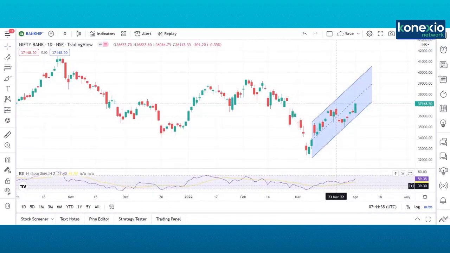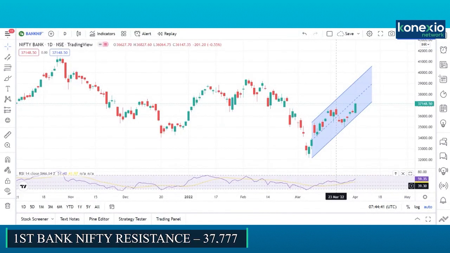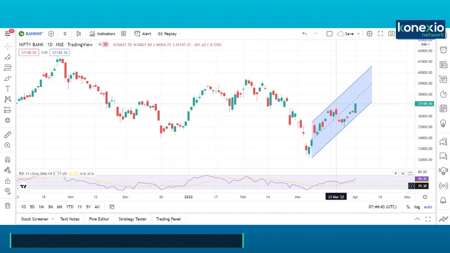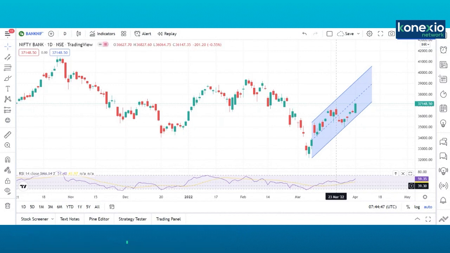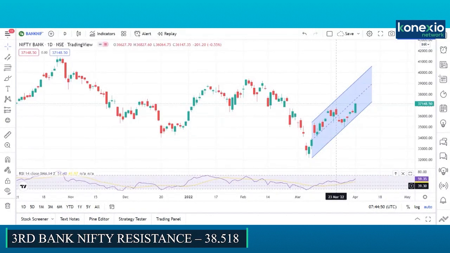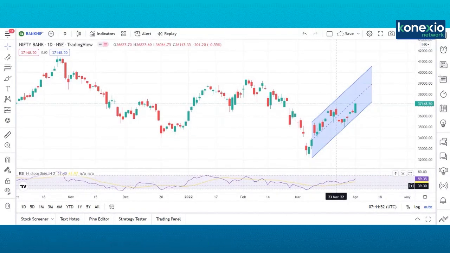On the upside, the first resistance is placed at 37,777. Second resistance is placed at 38,054, and above that, the third resistance is placed at 38,518. So these are the important supports and resistances in the Bank Nifty.